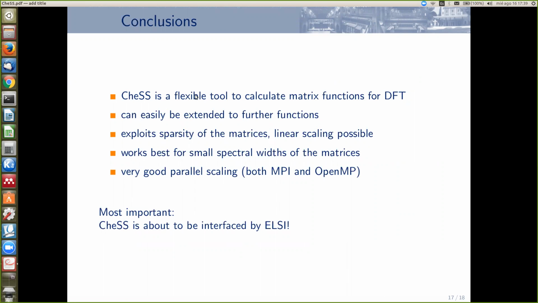So what is CheSS? It's a flexible tool to calculate matrix functions. At the moment, we use it for DFT, but it can easily be extended to other purposes in the future. Then it exploits the sparsity of the matrices, and in this way reaches linear scaling. It works best for matrices with small spectral width, and in the case of the density matrix with large HOMO-LUMO gaps. And it parallelizes very well. In particular, it has a very good OpenMP, that is shared memory parallelization.